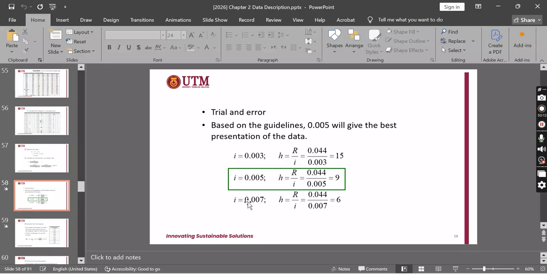Maybe you can put 0.004 for the lower and 0.006 for the upper. It's up to you. In this example we put 2 points above and 2 points below, but you can put 1 point, 3 points, or 5 points. It's up to you. So here it will be 15, our original in the middle is equal to 9, and the other one equal to 6. So we have 6, 9, 15.